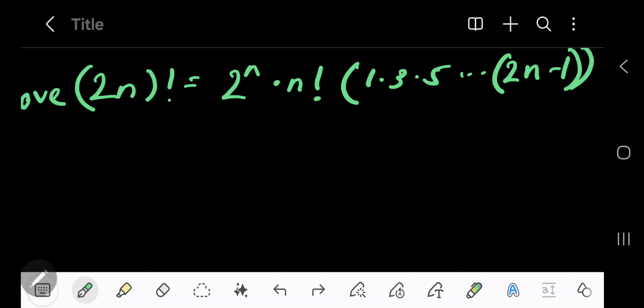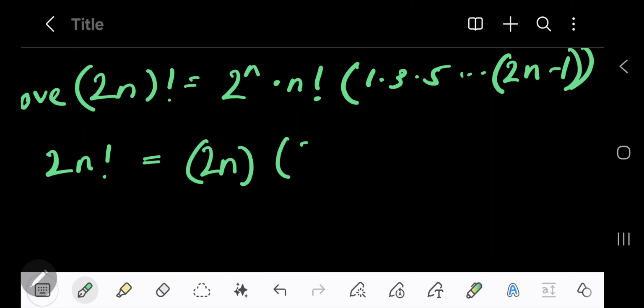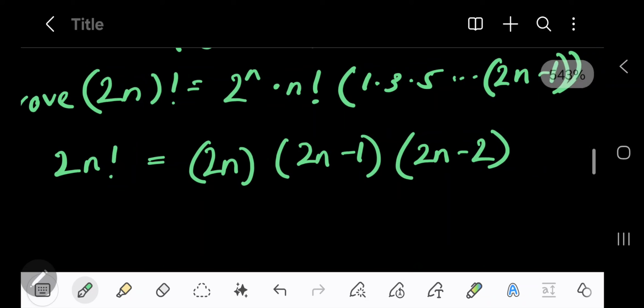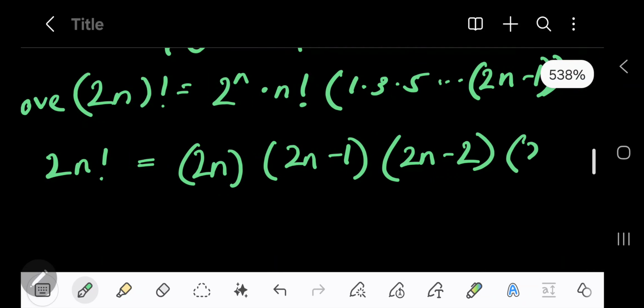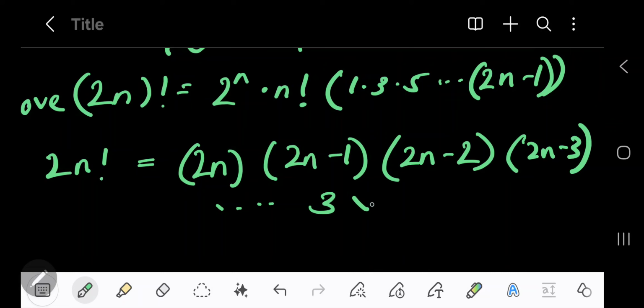I want you to pause the video and try it once, because this question is a bit complicated. Okay. What is (2n)!? (2n)! is equal to 2n times 2n minus 1 times 2n minus 2 times 2n minus 3, and so on all the way till 3 into 2 into 1.